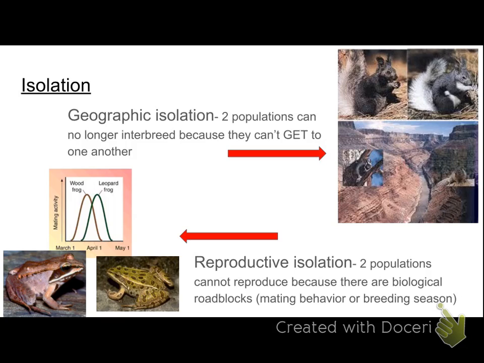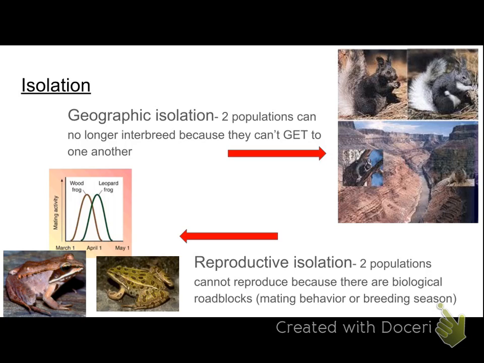Two basic types of isolation. What is geography? What does geographic mean? Where are you out on the land? Yeah. So, in geography in elementary school, you might have learned the state boundaries. You might have learned to identify the states on a map of the U.S. In geographic isolation, you end up with two populations that can't interbreed because they can't get to one another. So the clipbirds were an example of what kind of isolation?